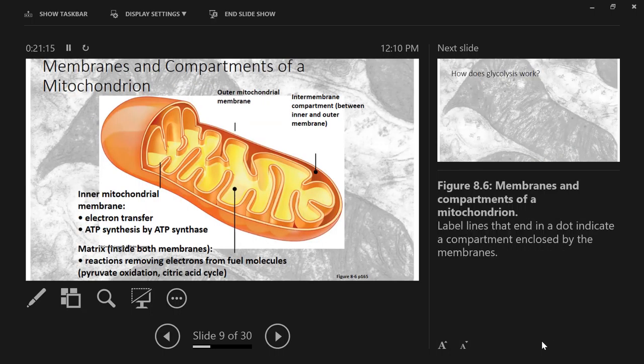Here's a mitochondrion. Here's the mitochondrial matrix inside both mitochondrial membranes. Meaning, if pyruvate is produced in glycolysis, it's produced where? In the cytosol, in the fluid of the cell. Where does pyruvate oxidation in the Krebs cycle happen? Inside here. Which means we've got to move pyruvate across two membranes. Okay? It's potentially an energetically costly endeavor. Okay? Keep that in mind as well.